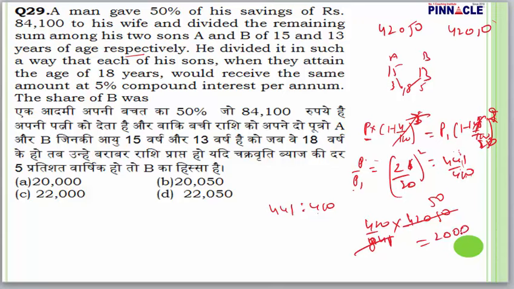So 20,000 he will get. Answer is A. Such kind of question you can directly think in that form.